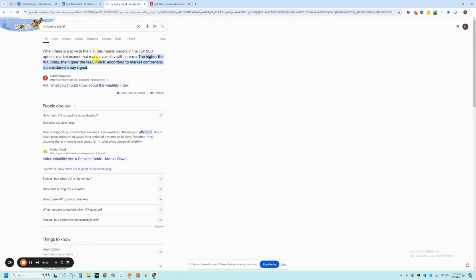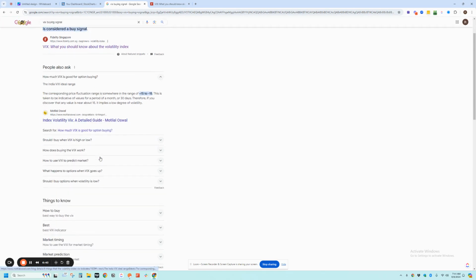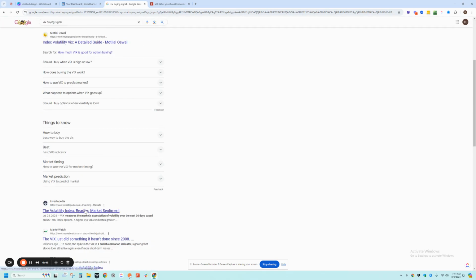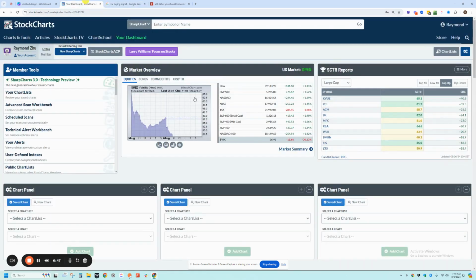So when there is a spike in the VIX, that means traders in the S&P 500 options market expect that market volatility will increase. I mean, that's where we got it from. The higher the VIX index, the higher the fear, buy signal. You guys can do more research on the VIX. I'll show you quickly.